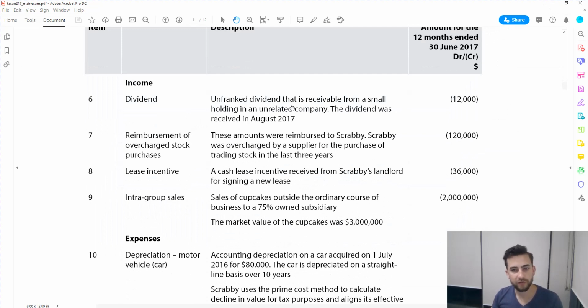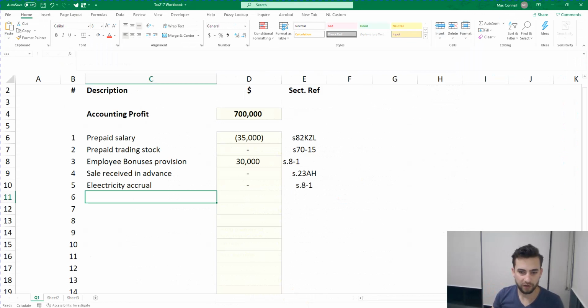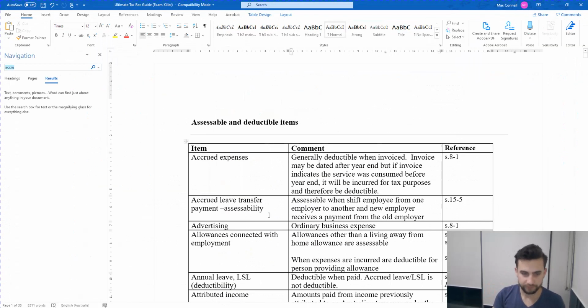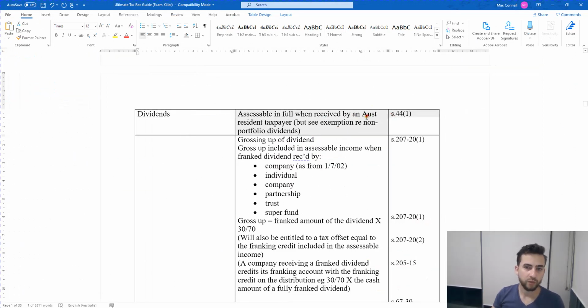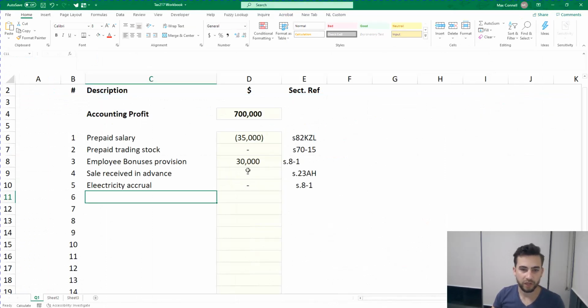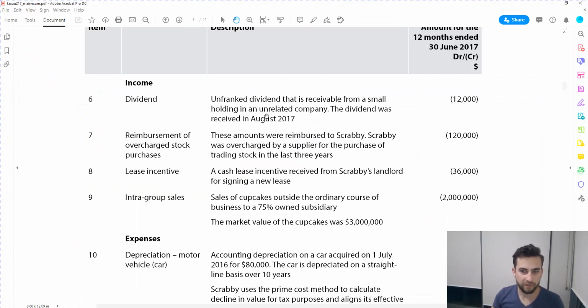So the key question is the timing of the assessable income. It says it's receivable, and it was received in August 2017. So do we actually include this in our calculation? Let's have a look at dividends in our tax rate guide. It's assessable in full when received by an Australian taxpayer under section 44(1). When received. Okay, so it's actually going to come down to when they've actually received the cash. So it's actually going to be included in August 2017.